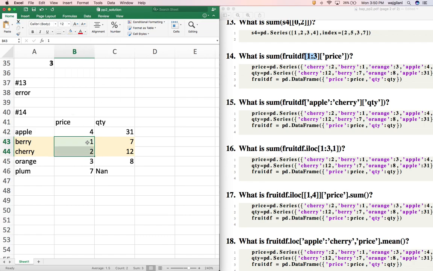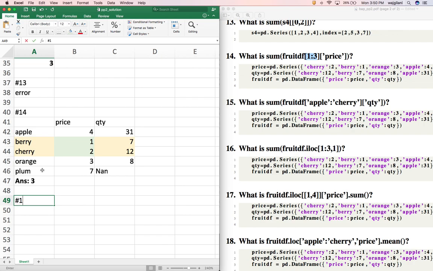And so, which values am I selecting from this table? I'm selecting these two values from this table. By first filtering the rows and then the columns within those rows, I get these two numbers. I now take the sum of these numbers, which is going to give me an answer of 3. And so for number 14, that's why the answer is 3.